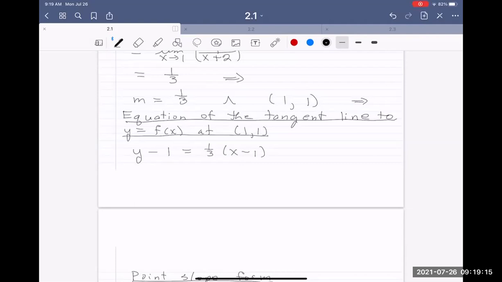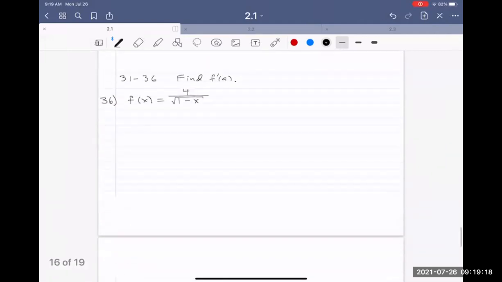Okay. So let's do problems 31 through 36. Find f prime at A. What's A? It doesn't tell you what A is. So it's just find f prime at A, and it doesn't give you A. Problem 36. So I guess I'll have to do this for all A. So find f prime at A.